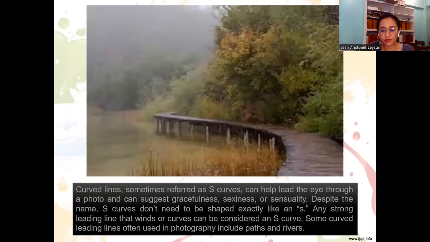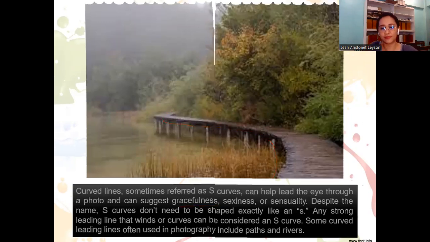Curved lines, sometimes referred to as S-curves, can help lead the eye through a photo and can suggest gracefulness, sexiness, or sensuality. Despite the name, S-curves don't need to be shaped exactly like an S. Any strong leading line that winds or curves can be considered an S-curve. So some curved leading lines often used in photography include paths and rivers. So this path right here, that's a curve, so it need not be really an S for as long as it is winding and curving.